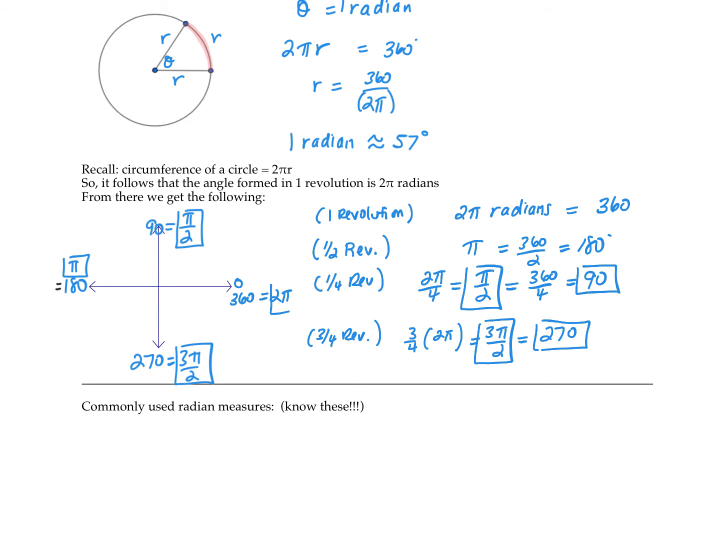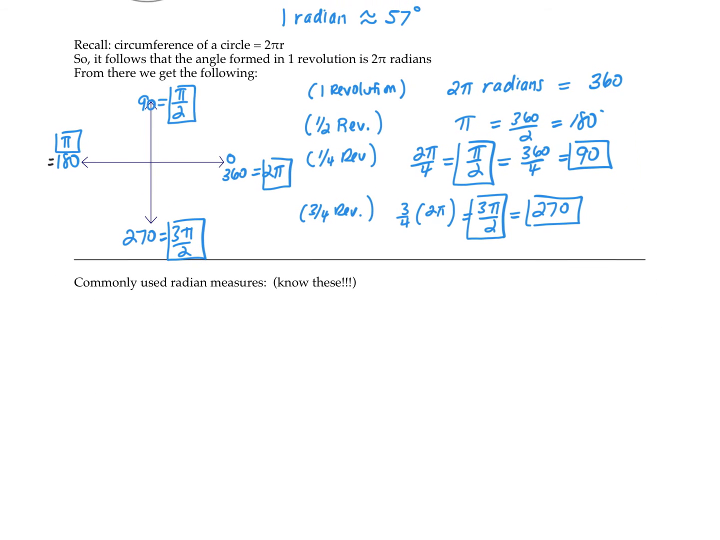All right, so we have our first few. There are some that are commonly used, and so you want to get to know these. You want to have these in your knowledge bank. And these refer back to our special right triangles. So they're 30, 60, 90, and 45, 45, 90. We want to start to get to know those angles of 30 degrees, 60 degrees, and 45 degrees in terms of radians.